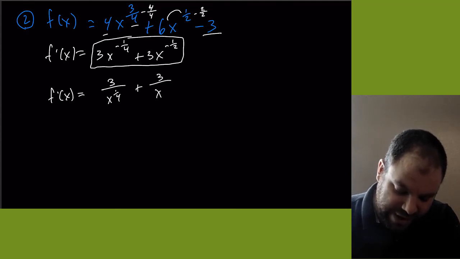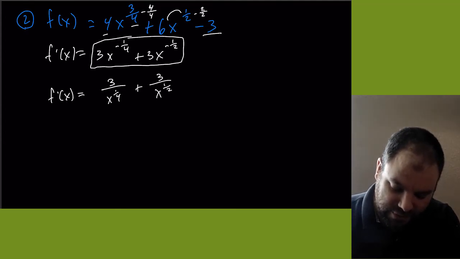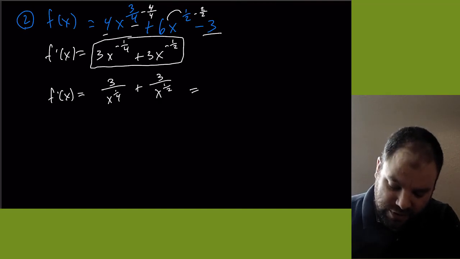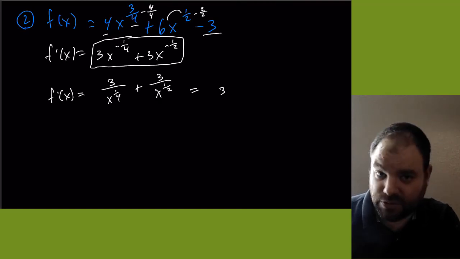Plus 3 over x to the power of 1/2. You could write it this way, right? And if you understand what fractional exponents are, they are actually roots. So you can also write it this way. There's lots of different ways you can approach this, and they're all equivalent. They're all the same thing.